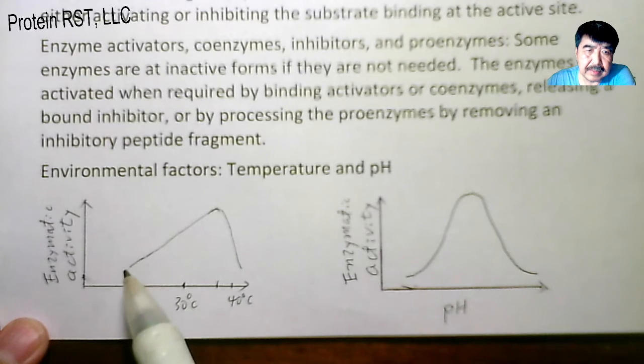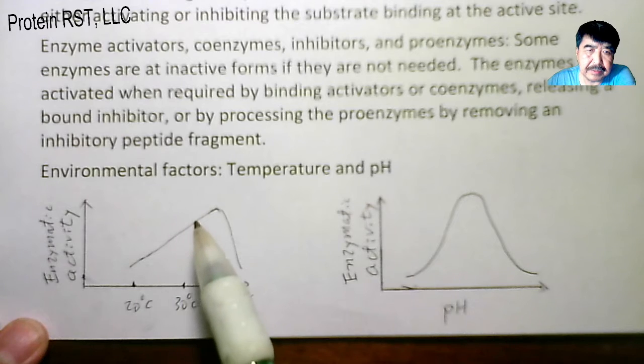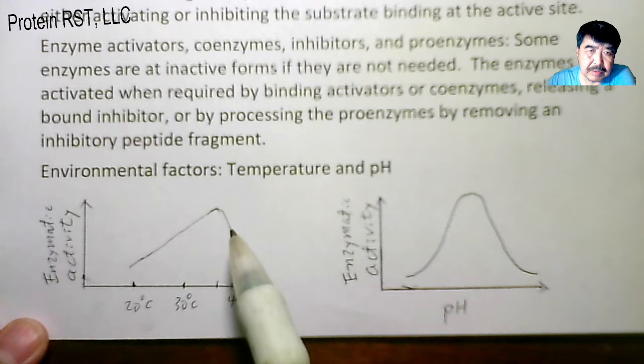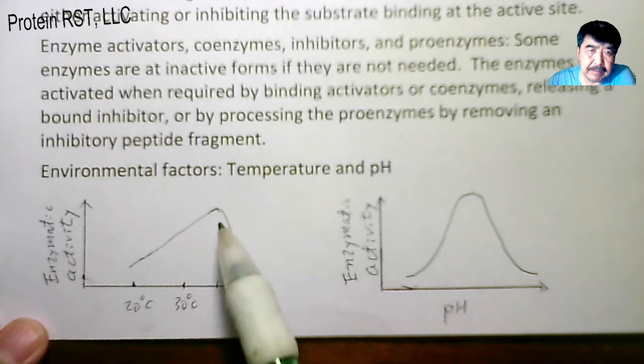Normally, when temperature increases, the activity increases. Once it comes to the optimal temperature, the activity becomes maximum. Then it drops rapidly when temperature increases. For the human body, the optimal temperature is 37.